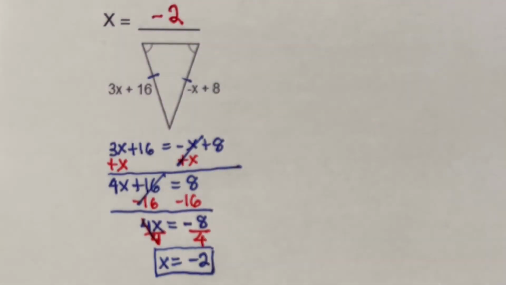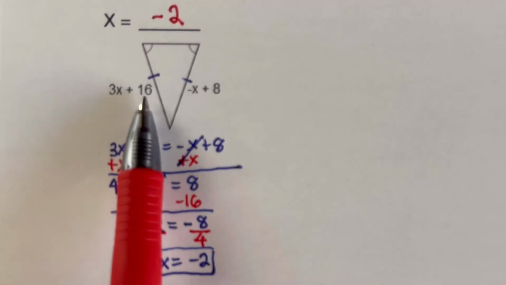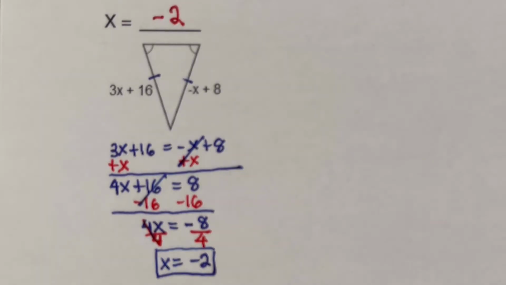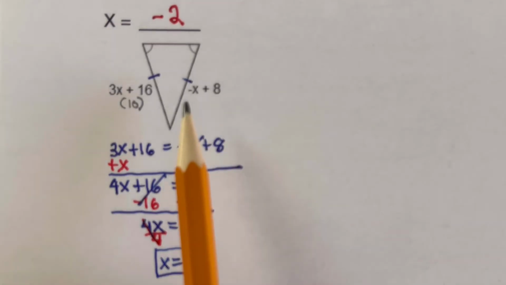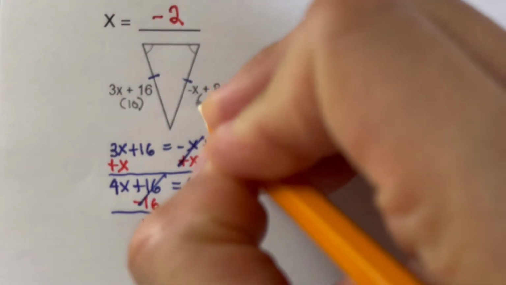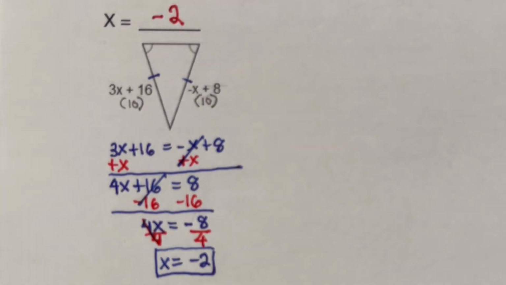We can check if we got it right by plugging in values to see if both of them are equal to each other. That would be 3 times negative 2, which is negative 6, plus 16 is 10. So this length here is 10. We can label that down here. We also plug in the negative 2 to the other one here. Negative of negative 2 is a positive 2, plus 8 is also 10. If you notice, both sides are equal to 10. Again, that is based on the isosceles triangle theorem.